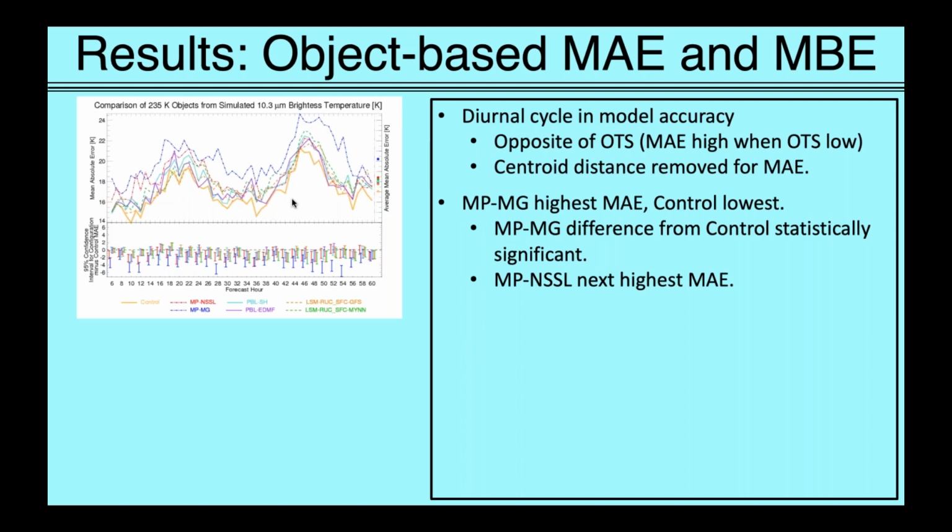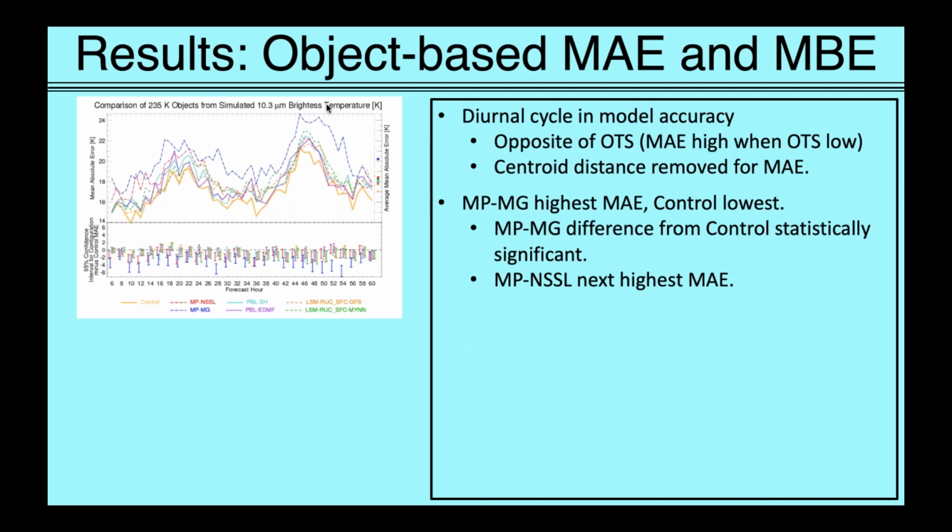And that's because when we broke down the interest scores, we saw that a lot of the average interest scores in the OTS were driven by the centroid distance and the boundary distance. That's where our diurnal cycle came from. We removed that when looking at the mean absolute error, which is why we can see these higher mean absolute errors when we're expecting a lower OTS. And so what's interesting here is that both of these are measures of model accuracy. It's just what type of accuracy are you analyzing?